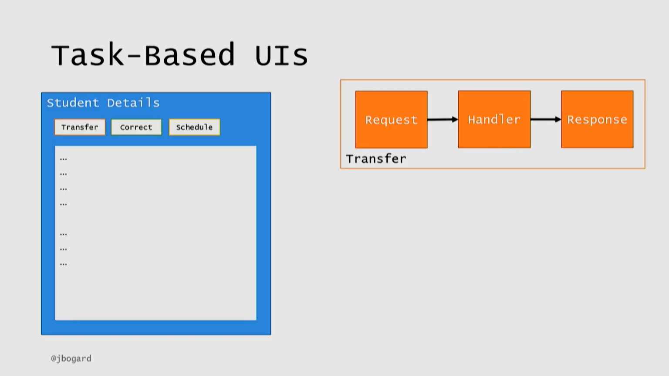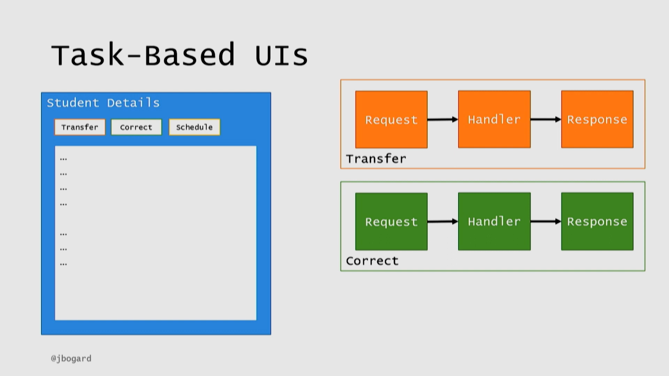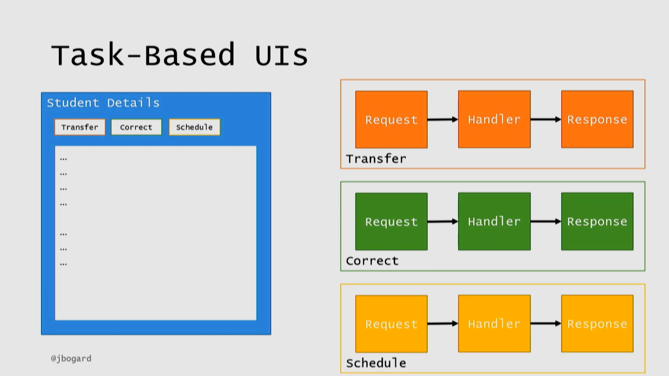Each of those different tasks can then be represented as individual requests with separated code, handlers, requests, and responses behind the scenes. So transfer, that individual request, has its own transfer request, handler, and response. Correcting a user's information, or a student's information, has its own request, handler, and response. And the same thing with scheduling.